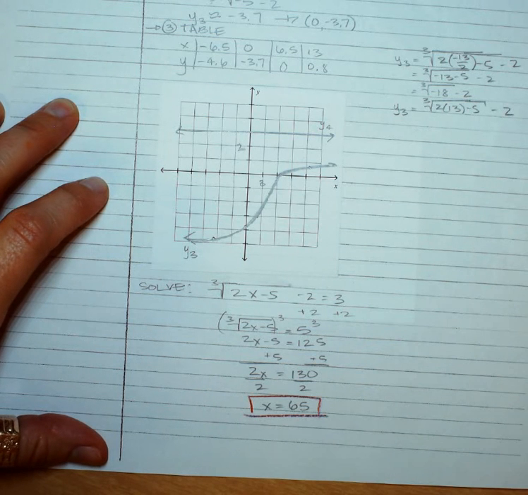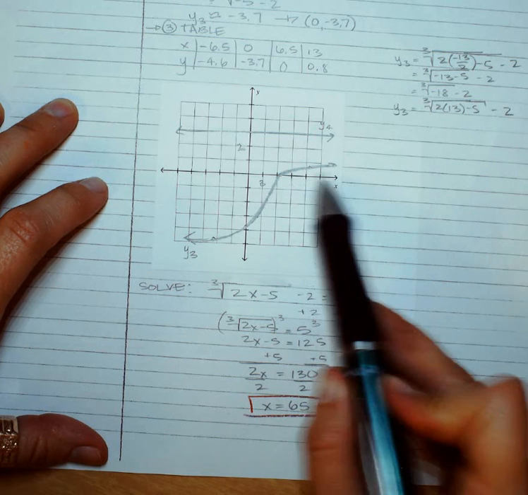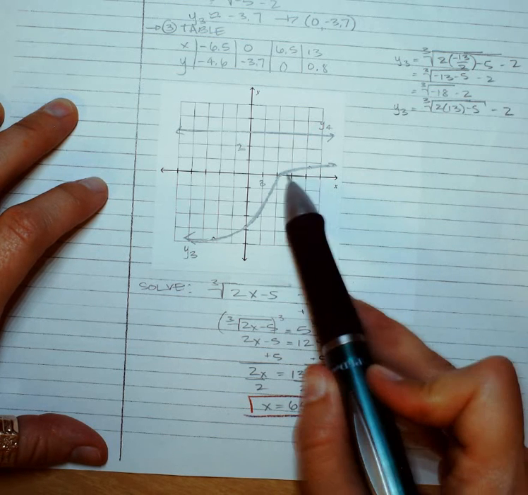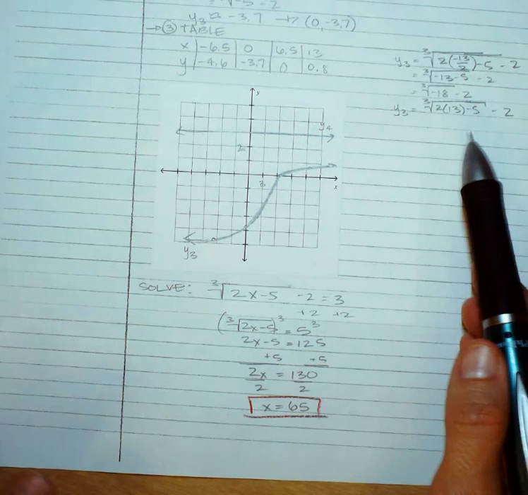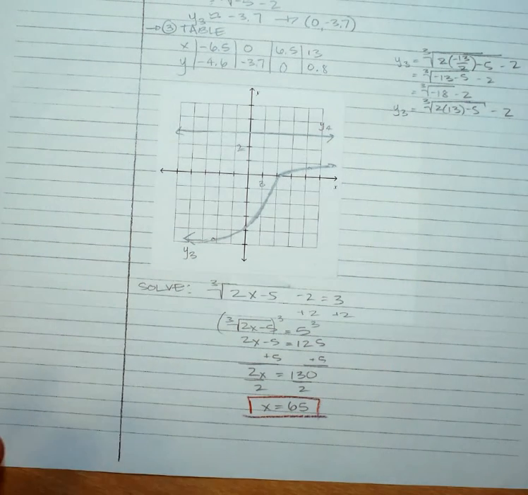So we would have to go quite a bit further to the right on the x-axis to see how slowly that's going to approach y equals 3. I'll give you an example for you to try.